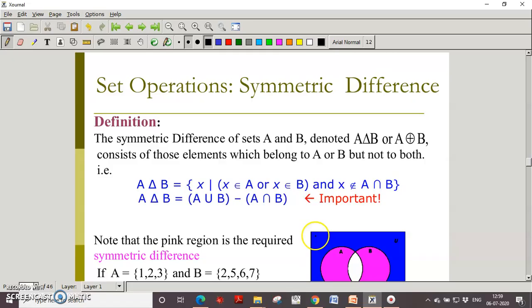Another definition: symmetric difference. The symmetric difference of the sets A and B, denoted by A symmetric difference B, or also A direct sum B, consists of those elements which belong to A or B but not to both. This is the mathematical definition: A symmetric difference B equals the set of x such that x belongs to A or x belongs to B and x does not belong to A intersection B. Meaning, in another form, you can also write A union B minus A intersection B.